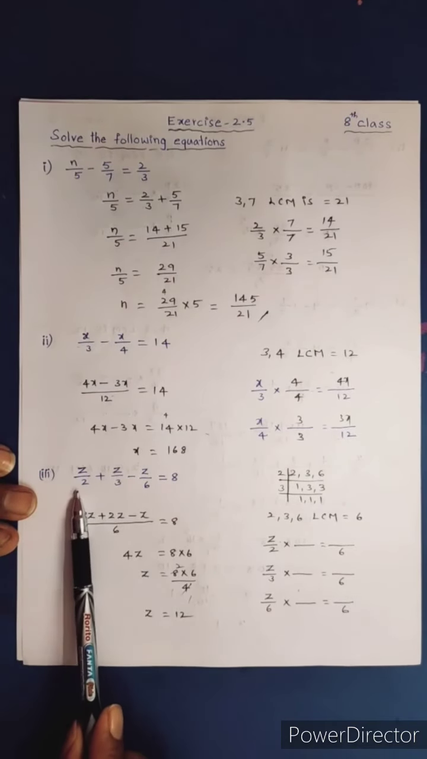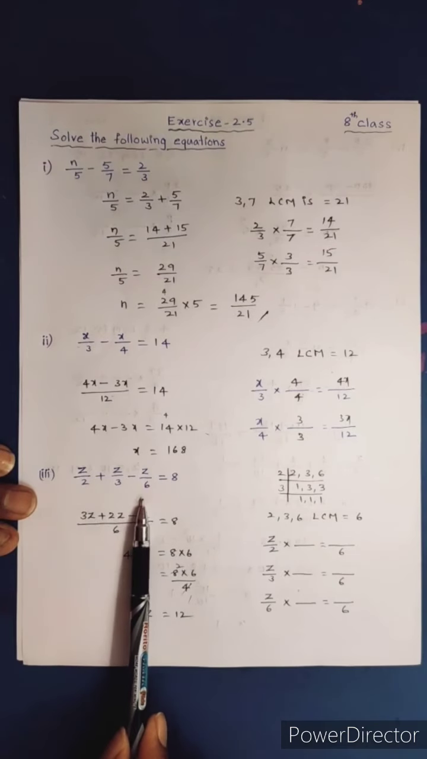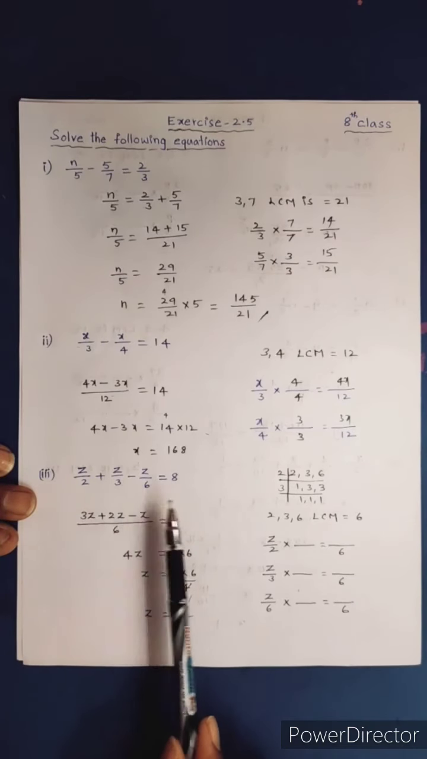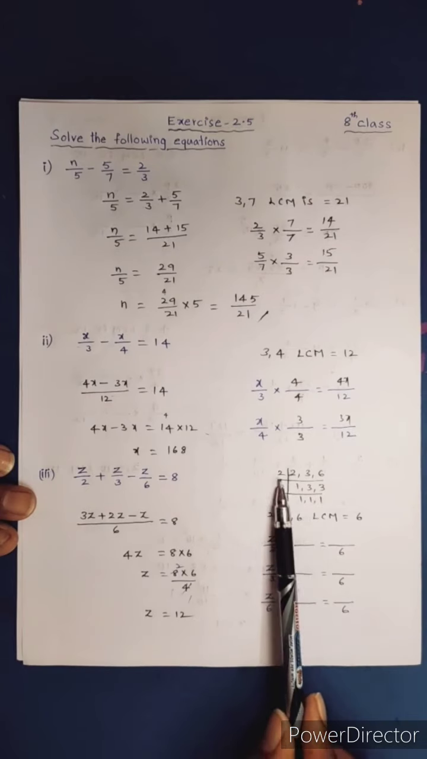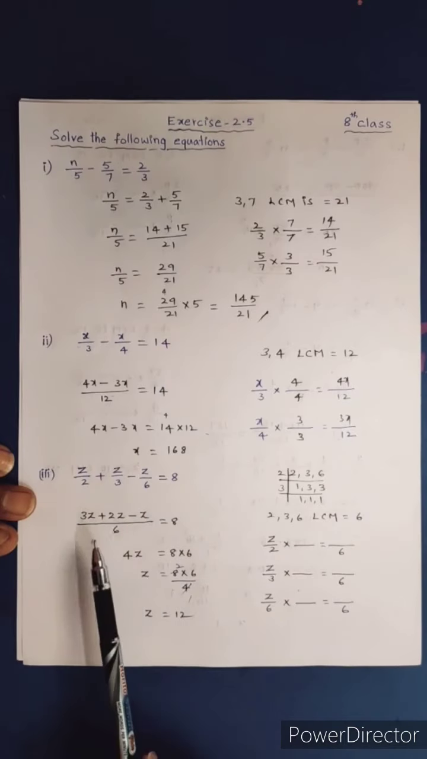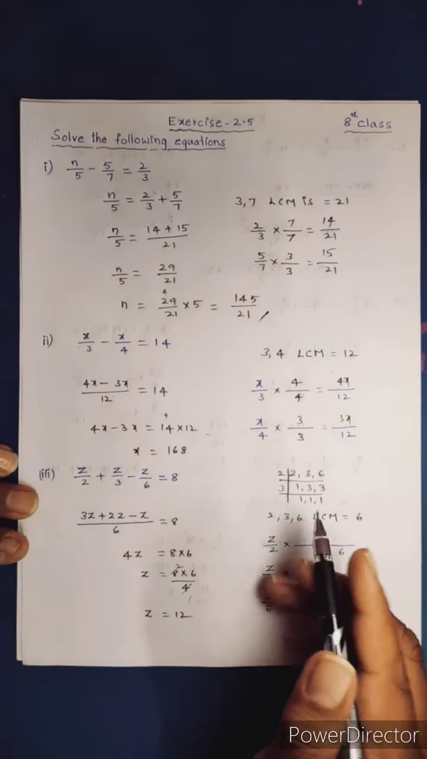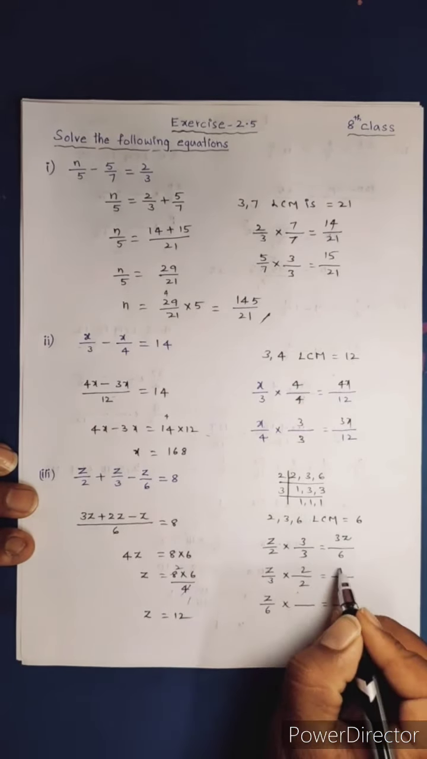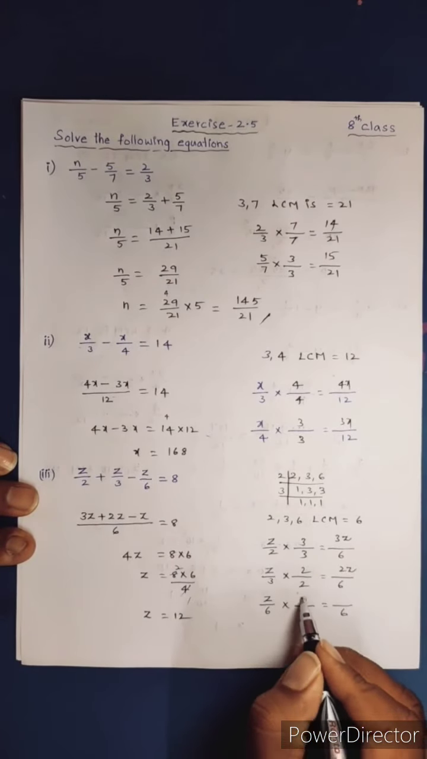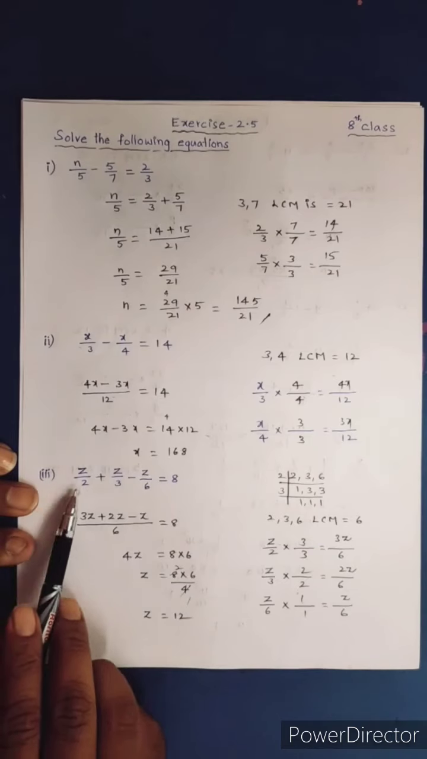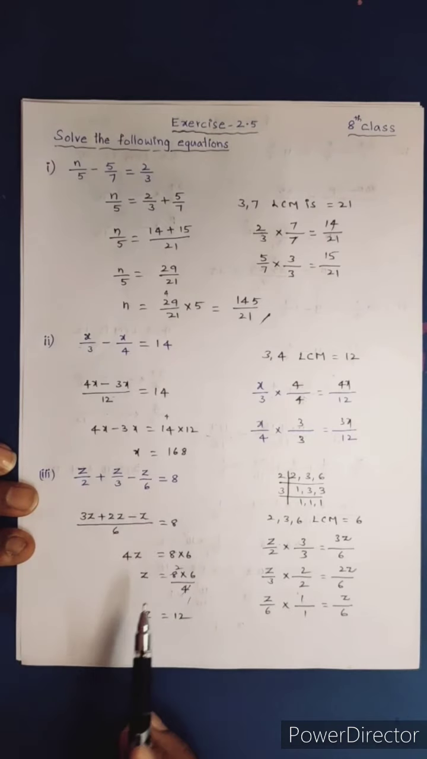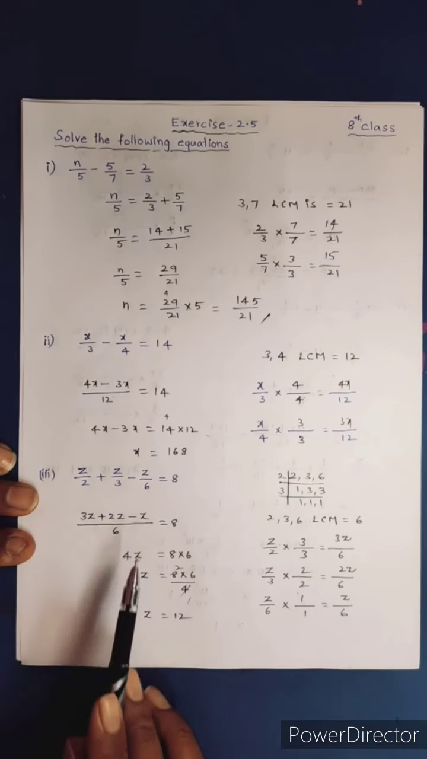Next, third problem: z/2 plus z/3 minus z/6 is equal to 8. The LCM of the three denominators 2, 3, 6: 2 ones are 2, 3 is not divisible, so 2 threes are 6. The LCM of these three numbers is 6. 2 threes are 6, so 3z/6 for z/2; 3 twos are 6, so 2z/6 for z/3; and z/6 stays. 3z plus 2z is 5z minus z is 4z, over 6, equal to 8.